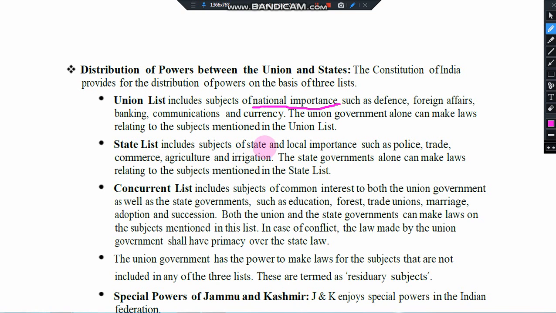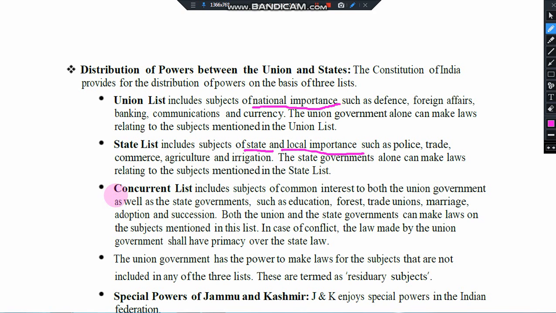State list includes subjects of state and local importance such as police, local matters related to the state, commerce, agriculture and irrigation. The state government alone can make laws relating to the subjects mentioned in the list. Means each and every independent state has the authority to take such kinds of decisions.